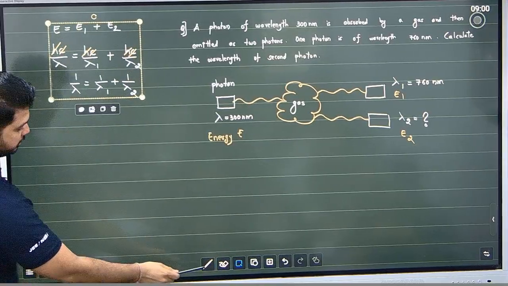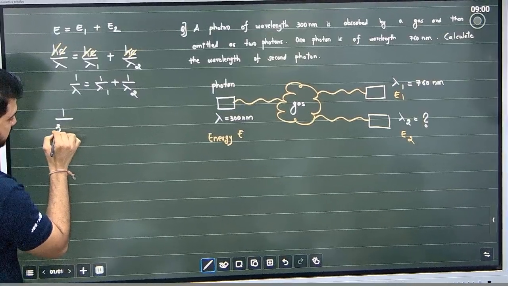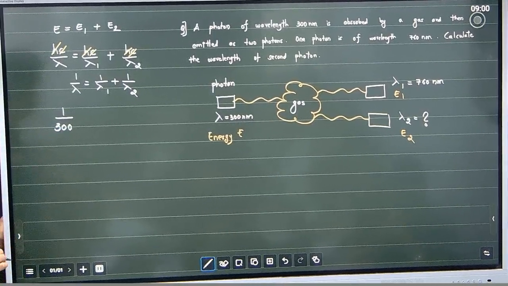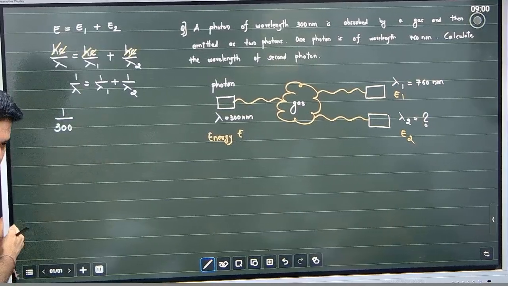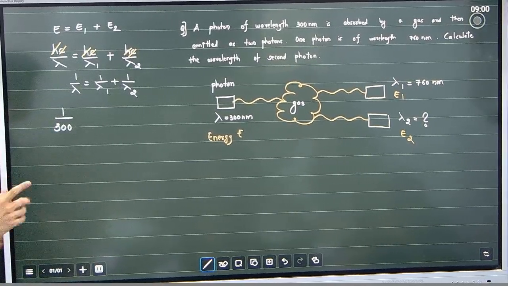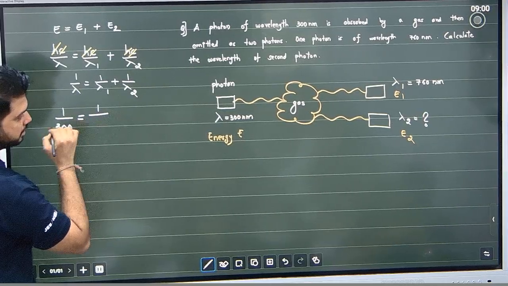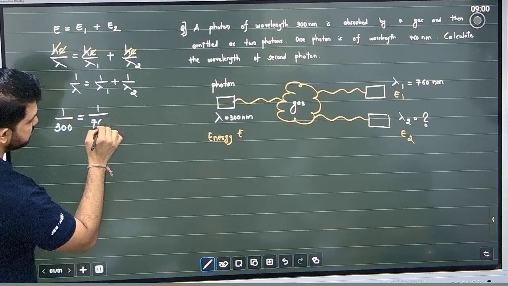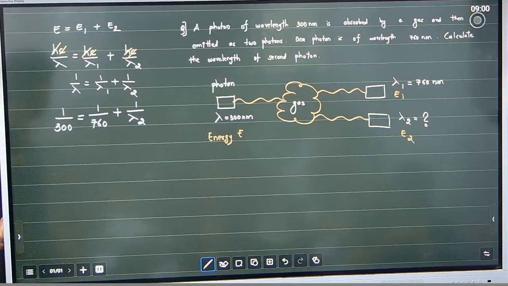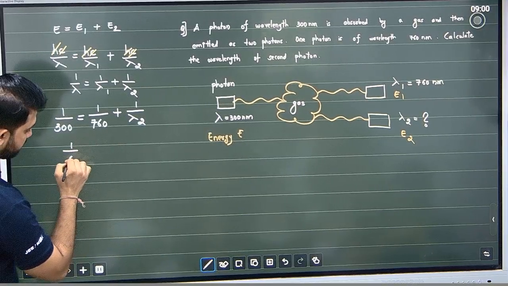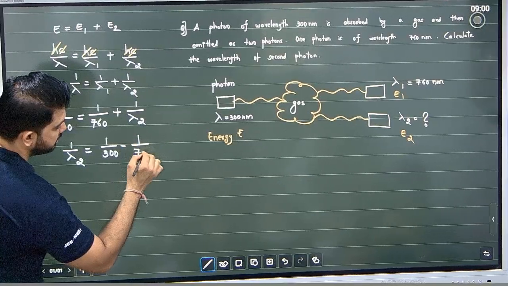Let's substitute the values. 1 over lambda is how much, people? 300 nanometers. See, usually in some numericals we had converted units. Here, even if you don't do it, it's okay because all the parameters are in the same unit. The final answer will also be in nanometers. That is equal to 1 upon, how much is lambda 1? 760, plus 1 over lambda 2. Lambda 2 is what we are looking for. Now we just have to match. 1 over 300 minus 1 over 760.